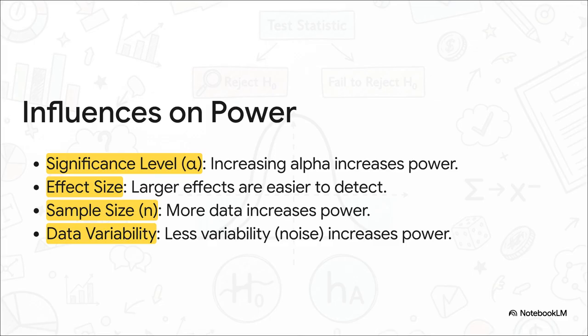So where does this power come from? Well, it's a mix of a few things. For instance, a really big, obvious effect, what we call a large effect size, is just easier to spot. Makes sense, right? Also, having more data, like a bigger sample size, almost always boosts your power because it helps reduce random error. And finally, if your data is really clean and has less random noise, the true signal is just going to be easier to hear.